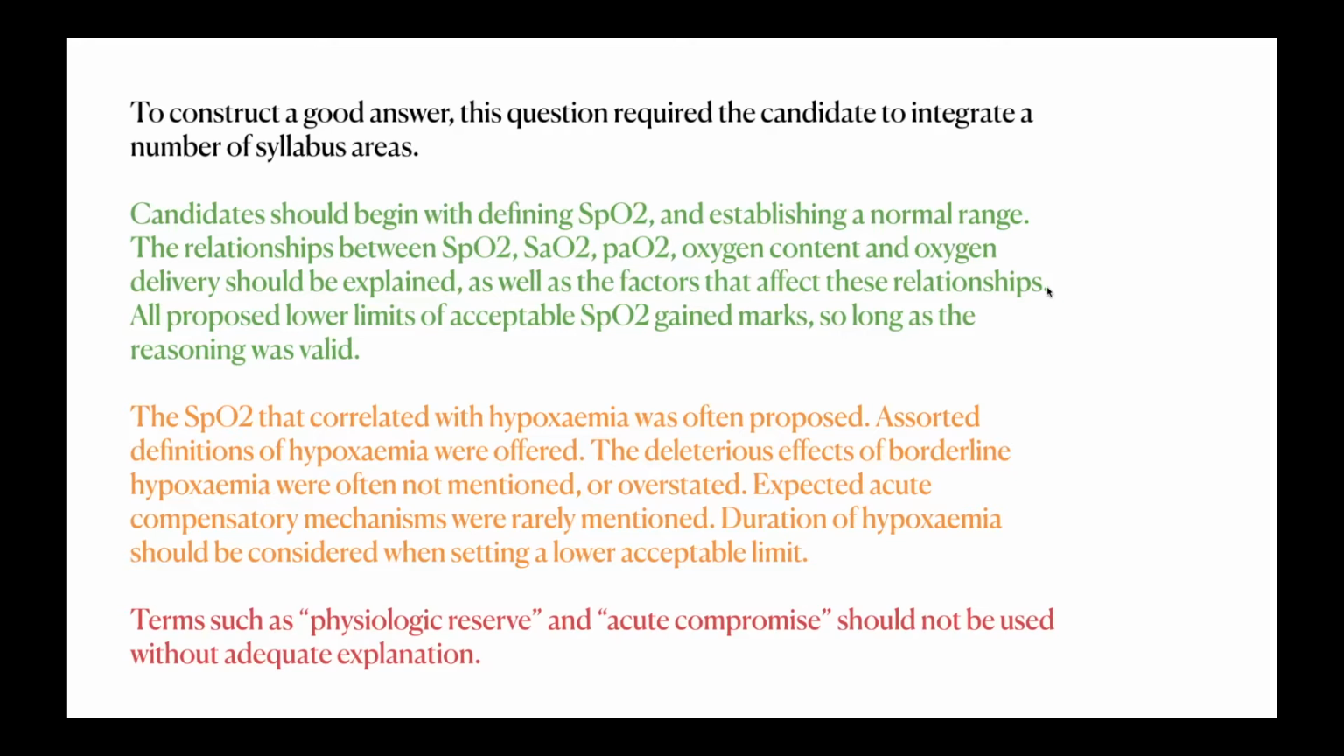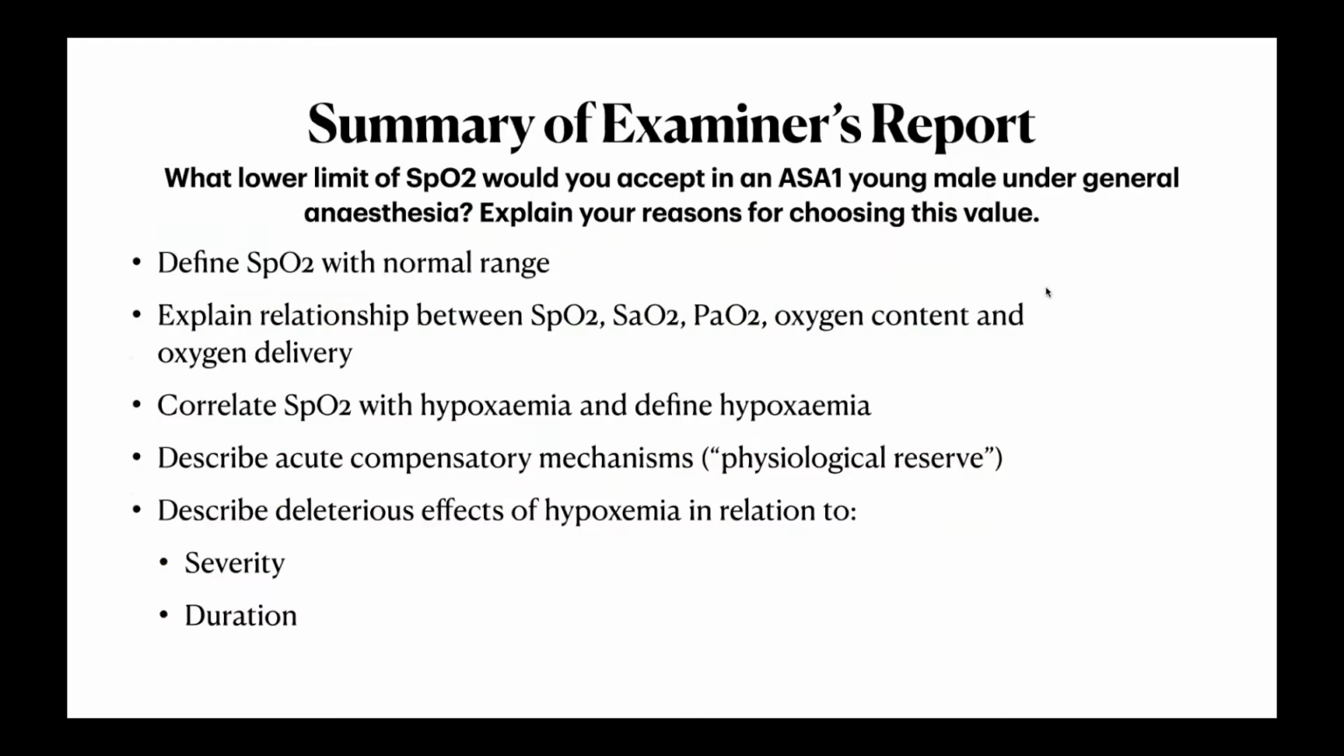This is a very complex examiner's report because there's a lot to unpackage here. The summary of the exams report is that we need to define the pulse oximetry saturations with a normal range. We need to explain the relationship between pulse oximetry, arterial saturations, partial pressure of oxygen, oxygen content, and oxygen delivery. This is the challenge here, is to explain this relationship succinctly. So that's what we're going to do.